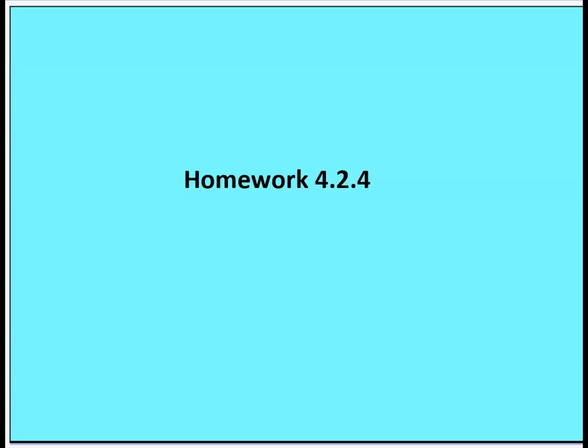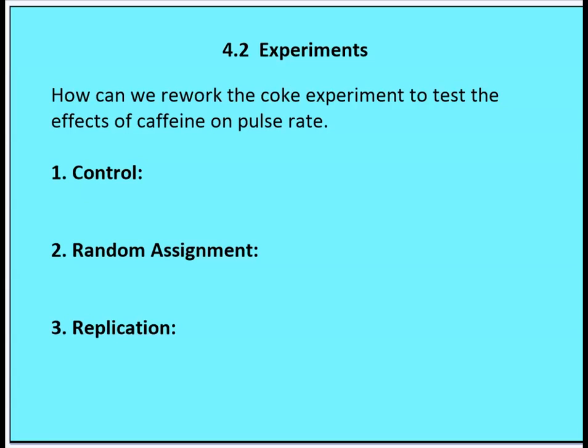Right, so this brings us to homework 4.2.4. How can we rework the Coke experiment to test the effect of caffeine on pulse rate? So talk about control, random assignment, and replication. How can you modify that experiment that you just worked on? So please take a moment here to finish this, or pause and write this.